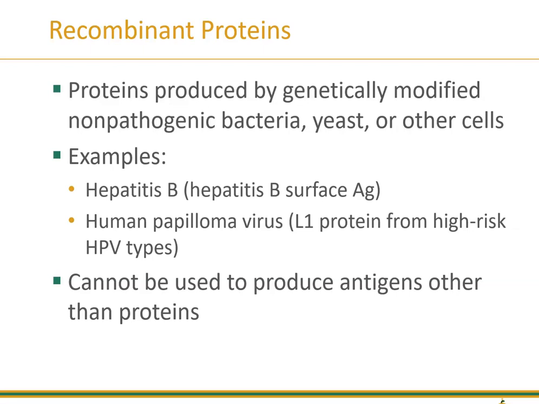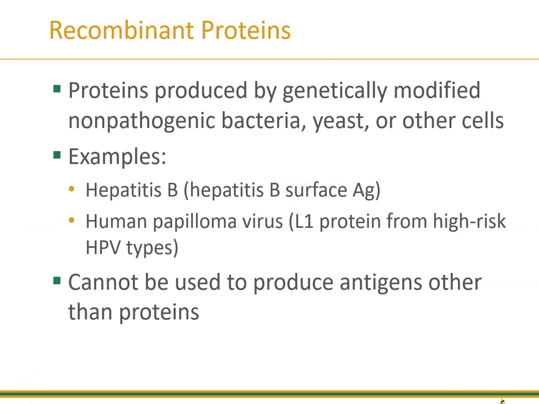One of the big examples for that is hepatitis B. Hepatitis B usually comes from a yeast. That's why they will ask you that question when you're getting your vaccination, if you're allergic to that. So it will be antibodies against the hepatitis B surface antigen.